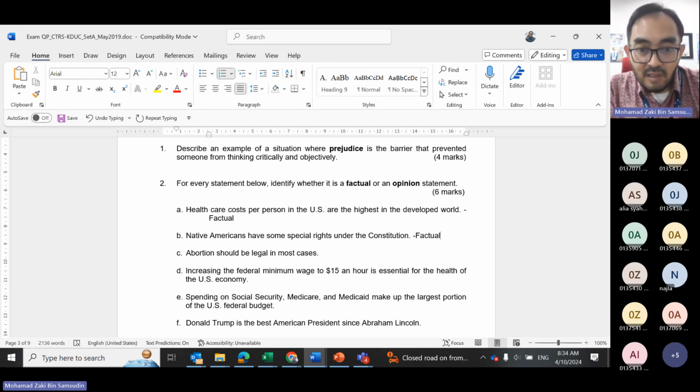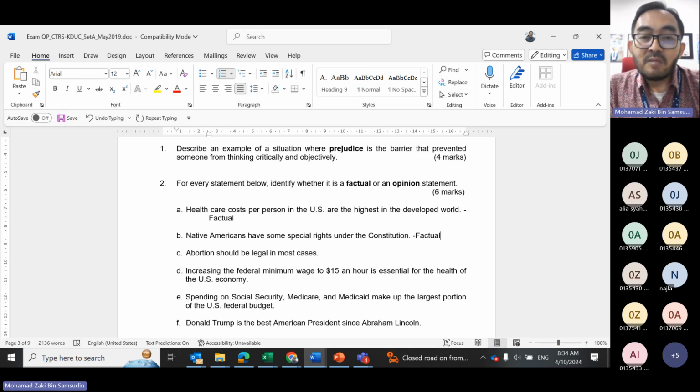Itu adalah fakta sebab kita boleh rujuk kepada document Constitution of the United States and see whether or not there are some special rights that are given to the Native Americans. So this statement is based on that lah. So the content of the Constitution in America have outlined some special rights for the Native Americans. So it's a factual statement.